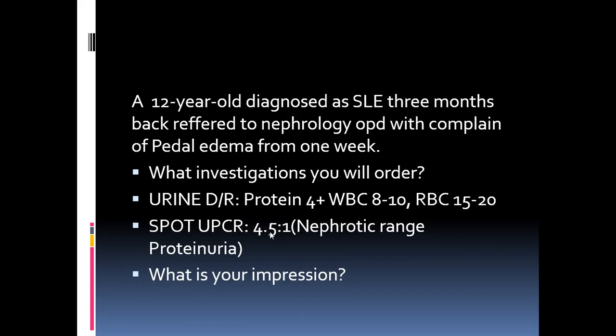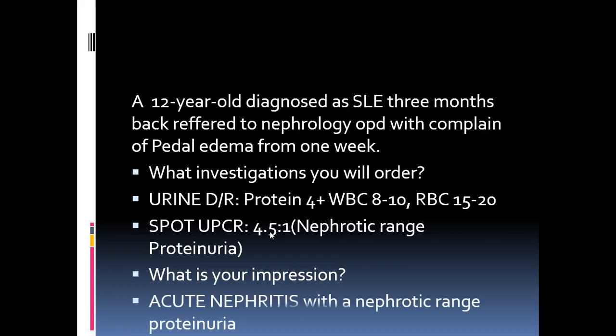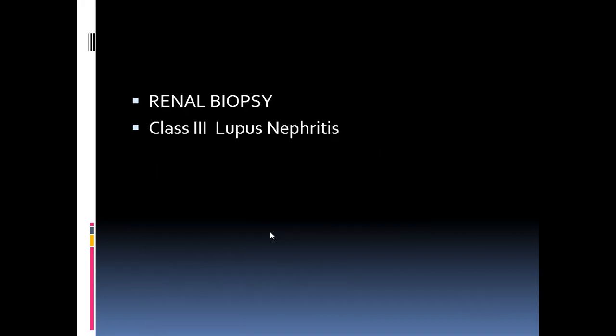So the impression, as we can appreciate, is acute nephritis with nephrotic range proteinuria, and the most likely pathology is lupus nephritis in the background of a positive SLE patient. So the next option for investigation or management is the renal biopsy, which was done in this patient, and we encountered class 3 lupus nephritis.